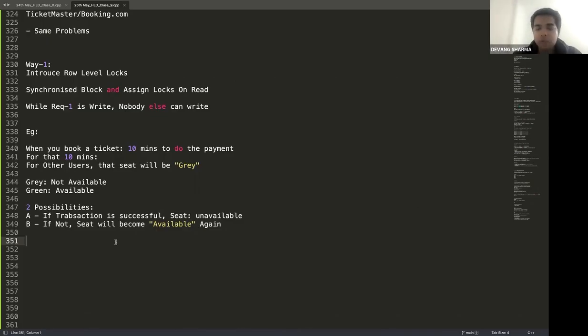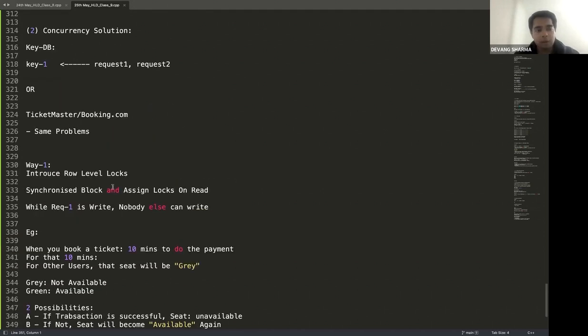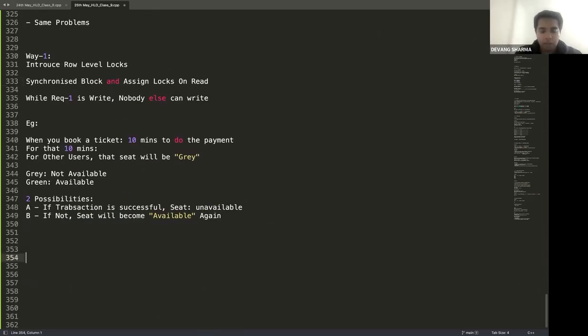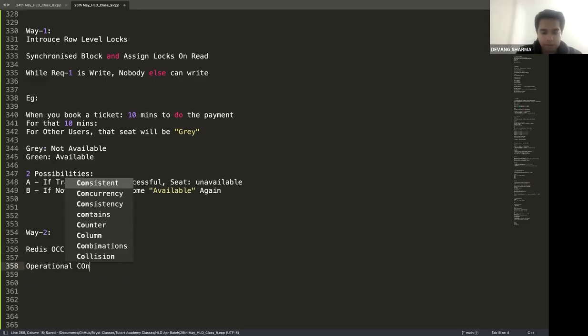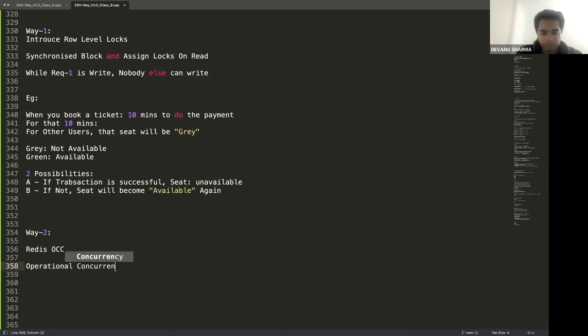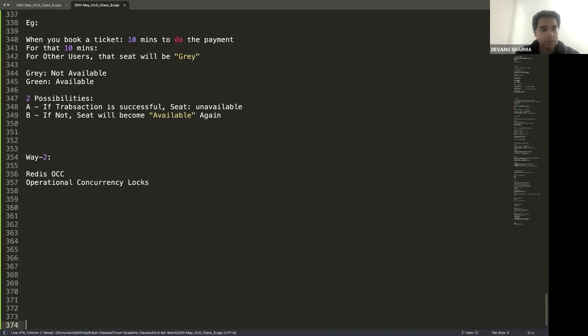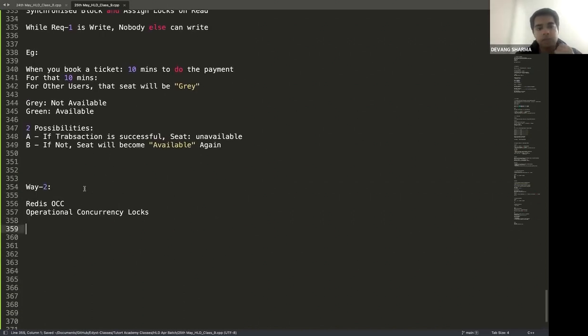Okay. These kinds of problems, be it in this problem or in Ticketmaster, how do we solve this problem statement is by putting row level locks. That is one way of doing it. Okay, we can use row level locks. Another way is we use Redis OCC, okay, operational concurrency lock. By default, Redis provides us OCC, and that will take care of such transactions dealing with a very high scale.